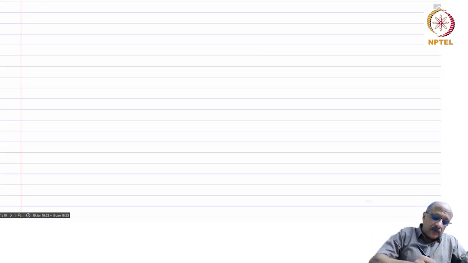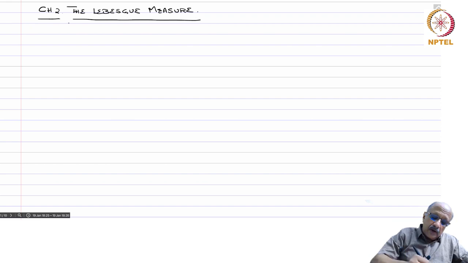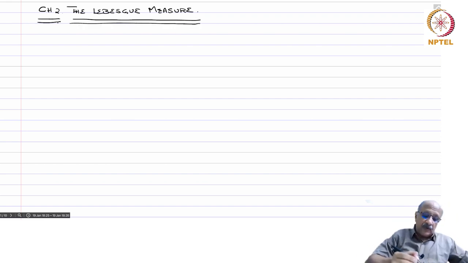Okay, so we'll now start a new chapter, chapter 2, the Lebesgue measure. This is the most important measure which we will study in this course, and therefore we will do it in a little detail. Okay, so we remember the Carathéodory thing.